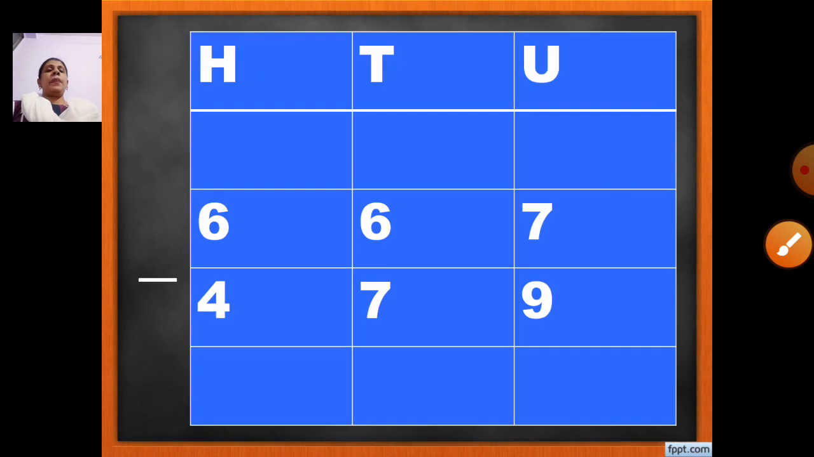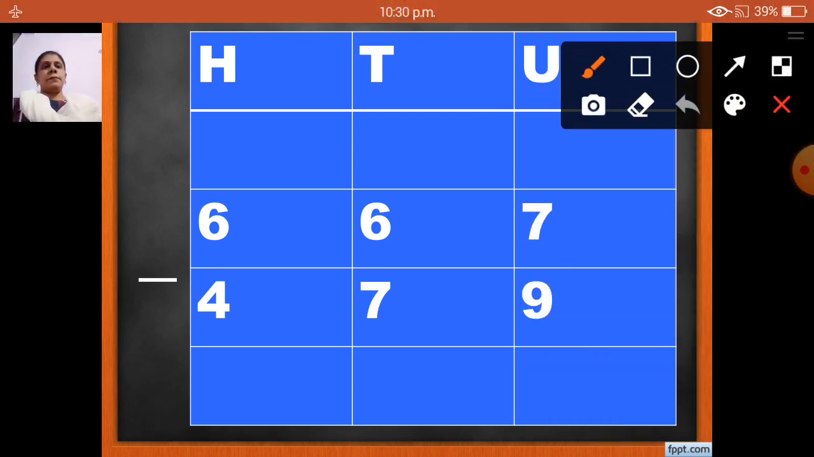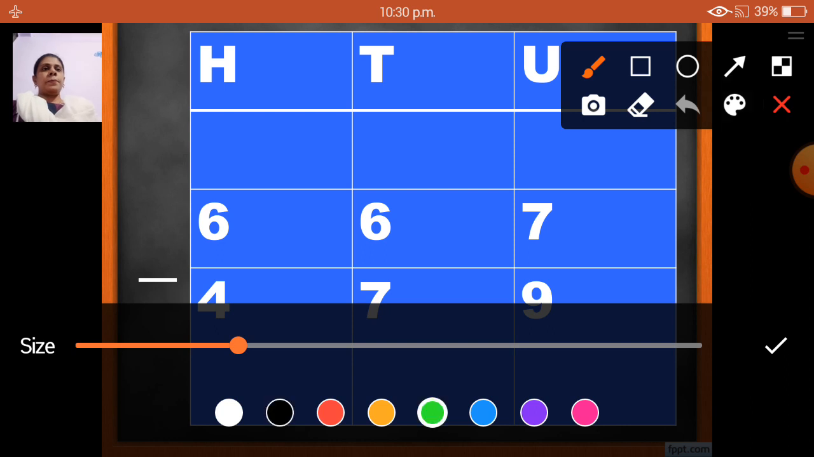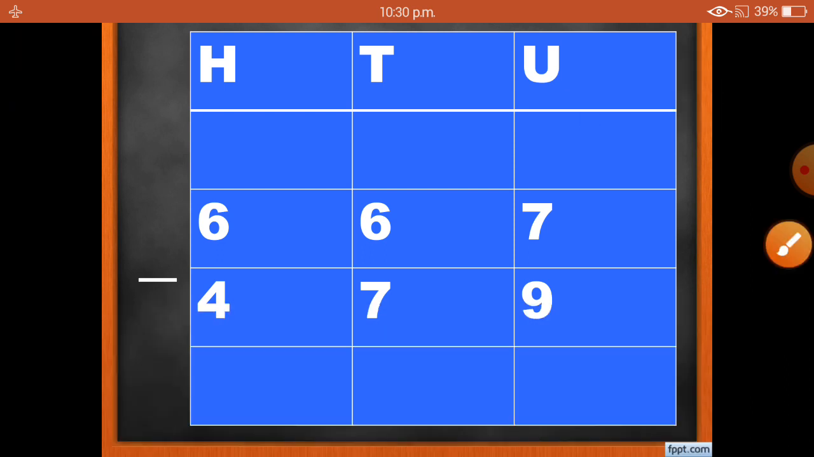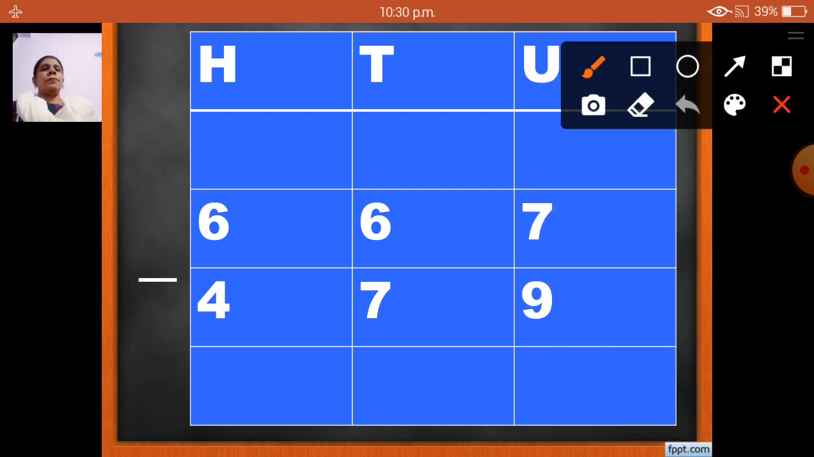Next. Okay. The numbers are 667 and 479. The numbers are arranged according to their place value. Let us subtract. Okay. Now, let me change the brush. Okay, 7 minus 9.